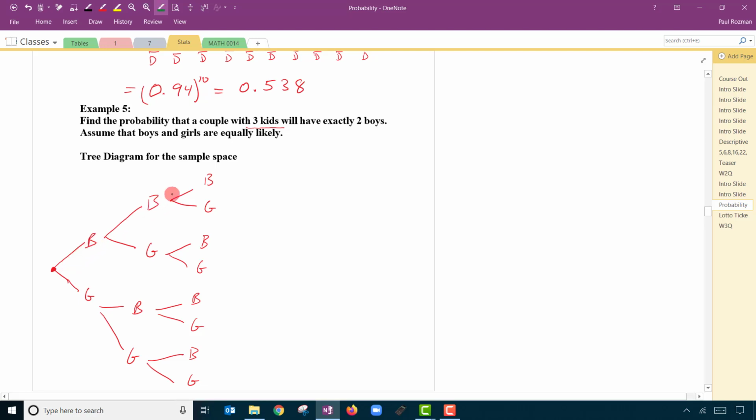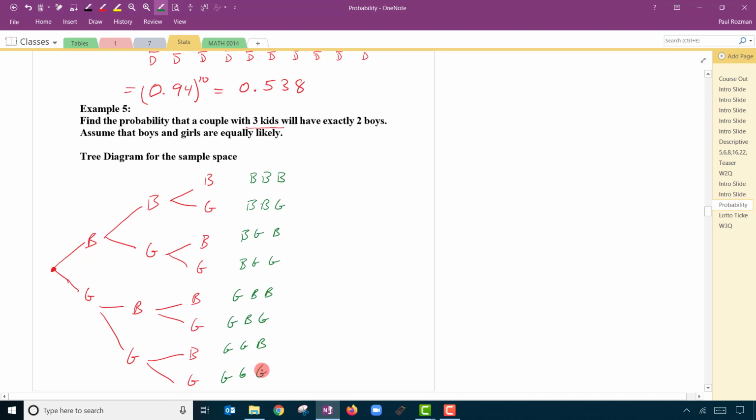You can have boy, boy, boy. That's one possible family of 3 kids. Or boy, boy, girl. Or boy, girl, boy. Boy, girl, girl. Girl, boy, boy. So I say there are 8 different ways to have 3 kids. They're listed here. This is called the sample space.